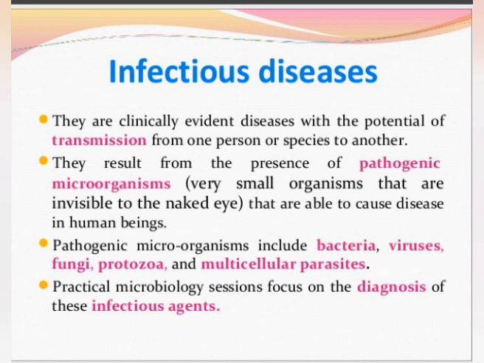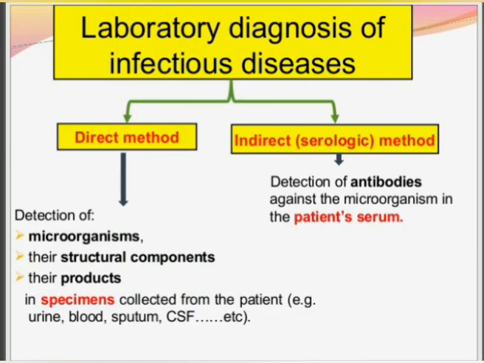Pathogenic microorganisms include bacteria, virus, fungi, protozoa, and multicellular parasites. Practical microbiology sessions focus on the diagnosis of these infectious agents. Laboratory diagnosis of infectious disease is divided into two methods: direct method and indirect method. Direct method is detection of microorganisms or their structures from the patient's specimens like urine, blood, sputum, CSF, etc. Indirect method, the serological method, is detection of antibodies in patient serum against the microorganisms.